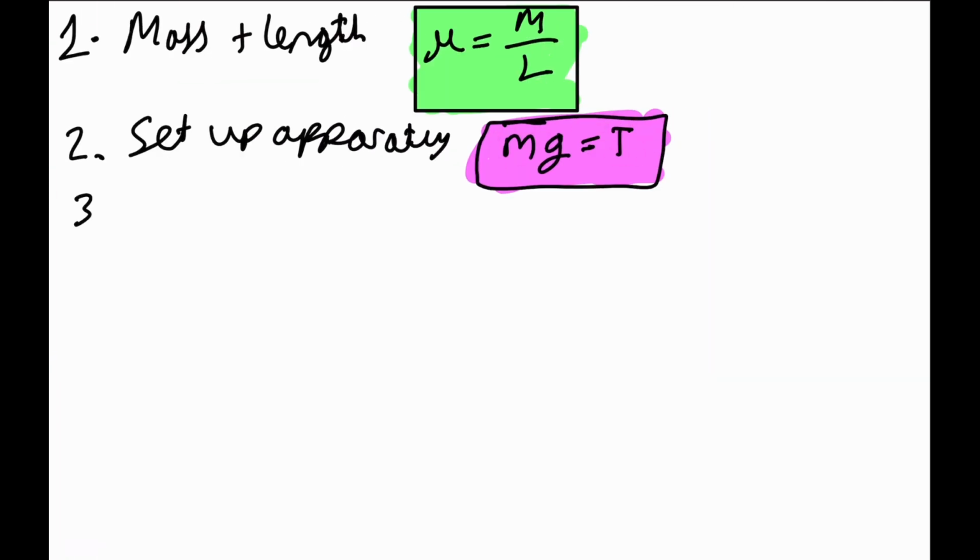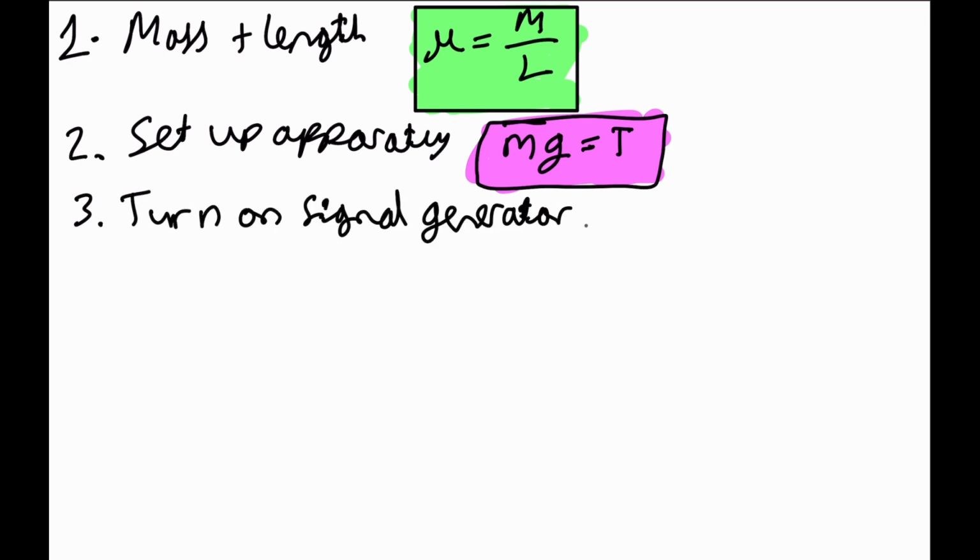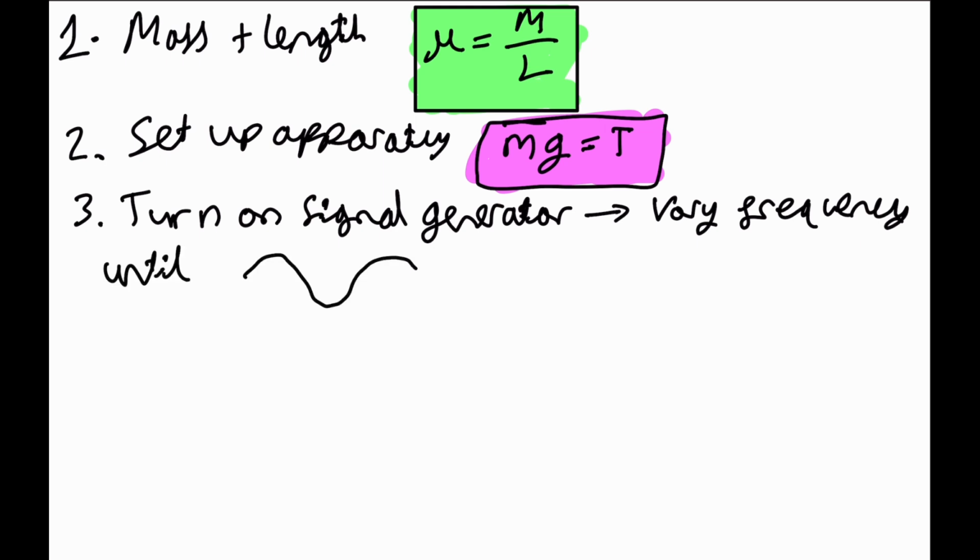So now we turn on the signal generator and we'll vary the frequency until we find a standing wave, which would look something like this, where you have nodes over here, each one of the places where the string doesn't move, and these are the antinodes over here, each one of these. So these are the nodes, and these are the antinodes.